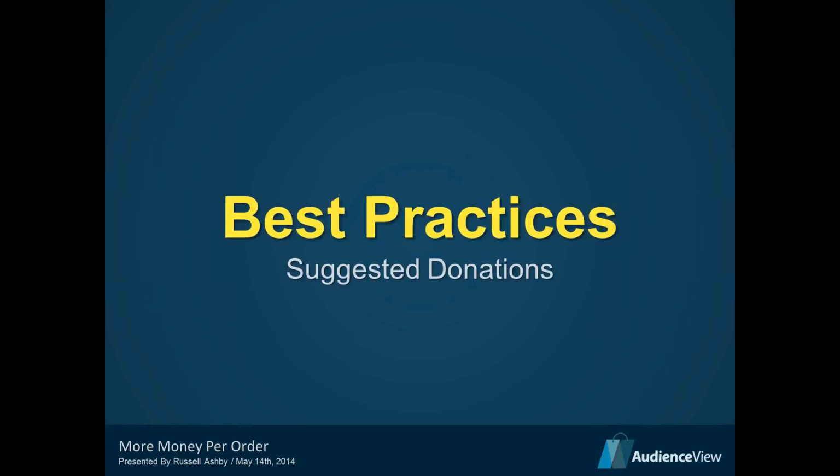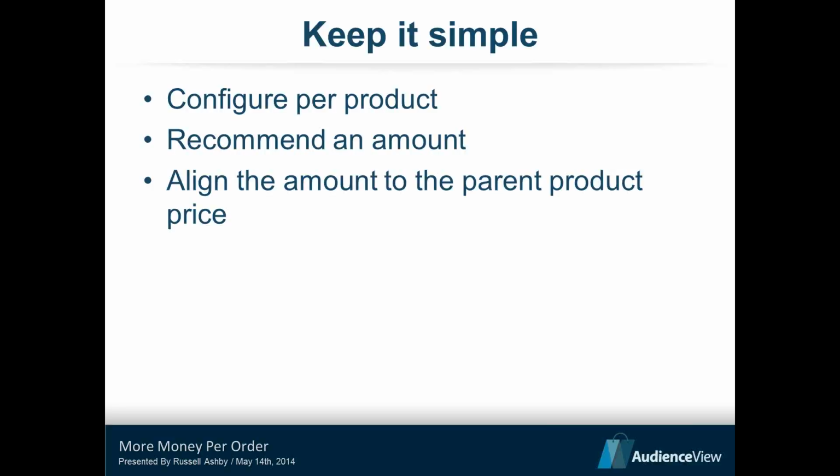Okay, and lastly, suggested donations. And I think for suggested donations, we really want to try and keep it as simple as possible. And you can configure the suggested donation per product, and you can recommend an amount. And I think my recommendation would always be to align the amount that you're recommending in the suggested donation to whatever is the parent product price.